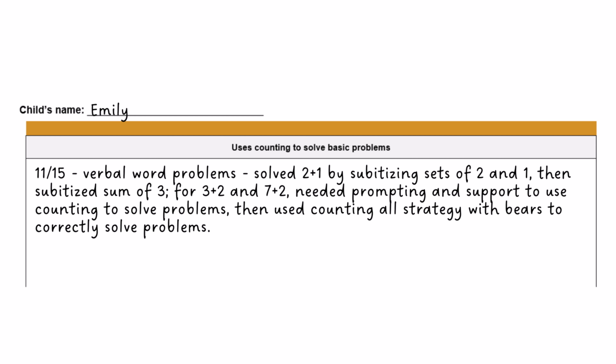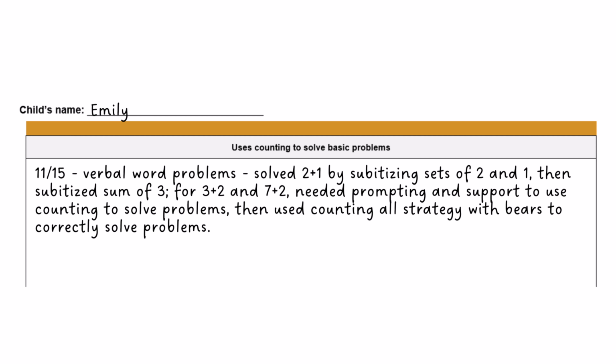Emily appeared to use a combination of direct modeling and subitizing to solve 2 plus 1. She used subitizing to produce the sets of 2 and 1, then subitized the result, 3. Because both quantities and the sum were within her subitizable range, she didn't need to use counting. When it came to solving problems with slightly larger quantities, she needed prompting to use counting to solve the problem.